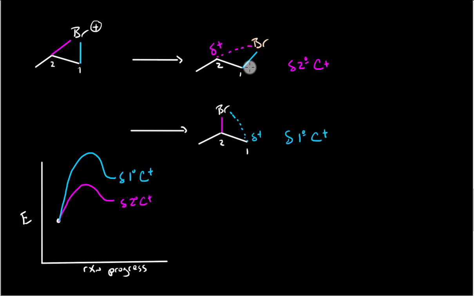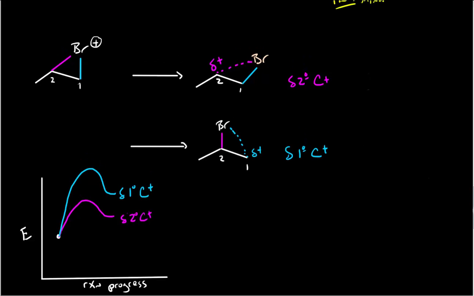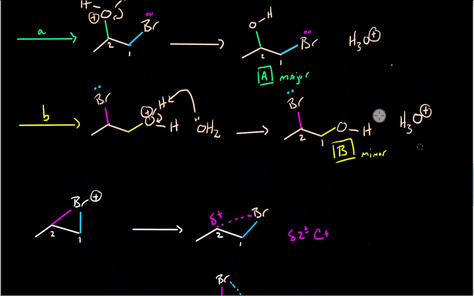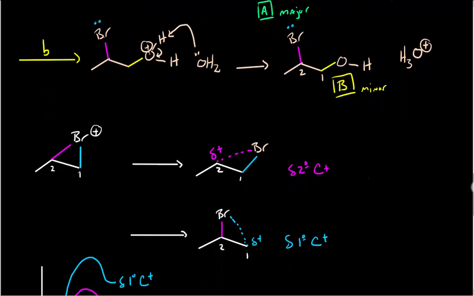And once you go down this pathway, it's really going to be easier for the water to attack carbon 2 than carbon 1. Because of that, we're going to get our hydroxy attached to carbon 2 and not carbon 1 to a higher degree. So going back up here, we can see that carbon 2 held on to the hydroxy to a much higher degree than carbon 1 did. It's just easier for that water to attack carbon 2 because of these partial positives.